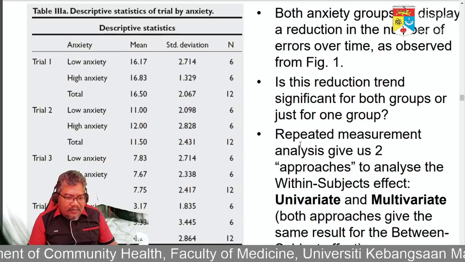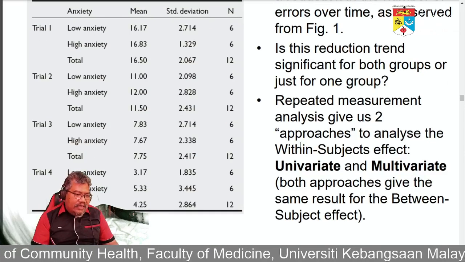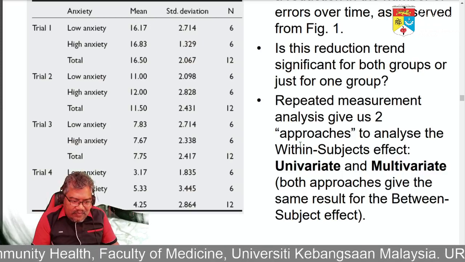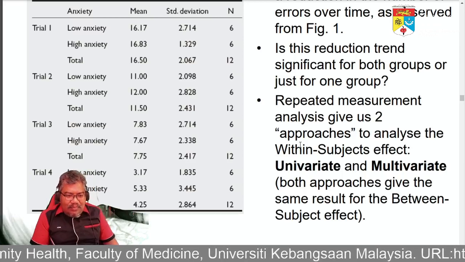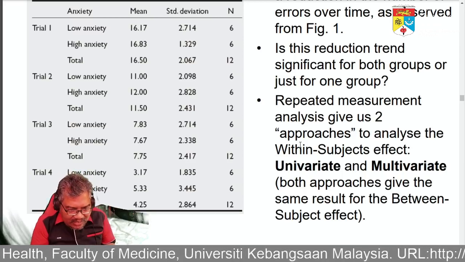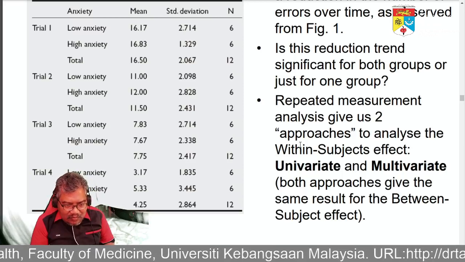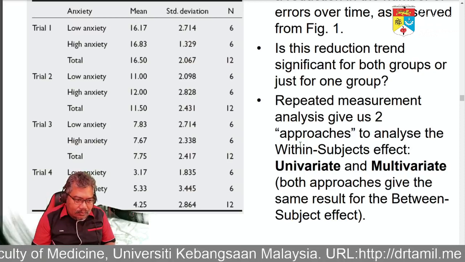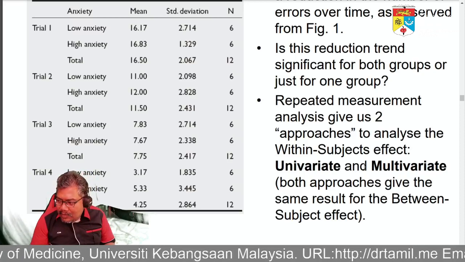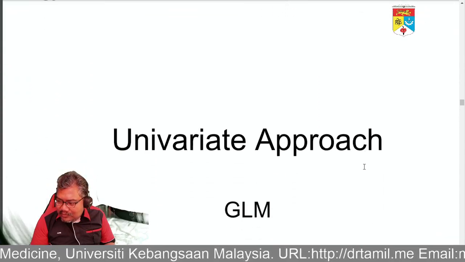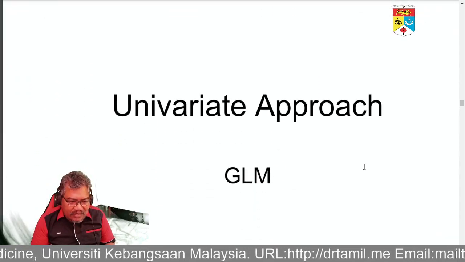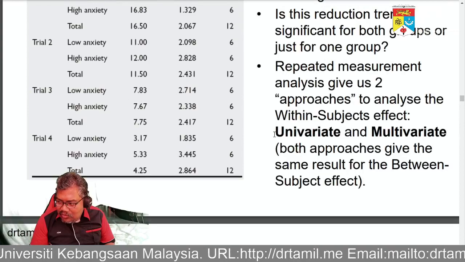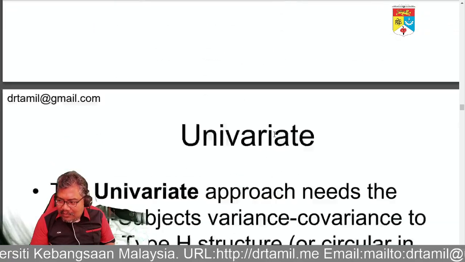Unfortunately, they are not giving you only one choice of answers. You have two choices: one is univariate, the other is multivariate. Please take note, this is univariate within GLM repeated measures, and multivariate within GLM repeated measures. Let's look at the univariate. This is univariate under GLM repeated measures. So this is the univariate approach and the multivariate approach.